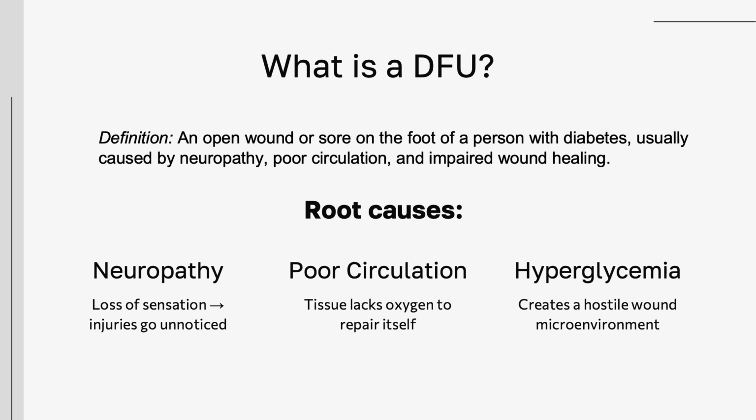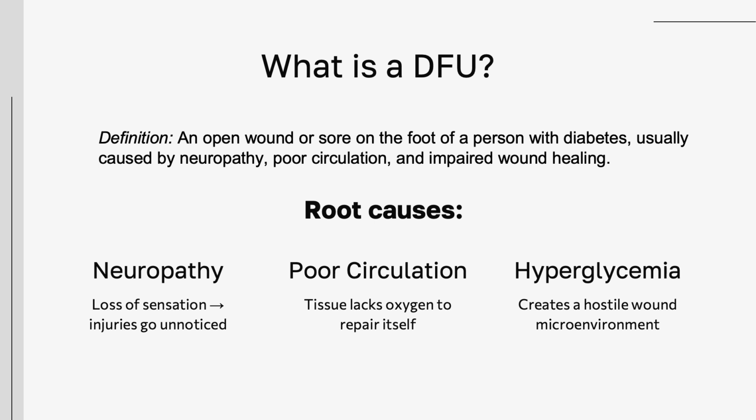So, what exactly is a diabetes foot ulcer? Simply put, it's an open-wound ulcer that develops on the foot of a person with diabetes. And it's not just bad luck, it's the result of three underlying problems that diabetes causes in the body. The first is neuropathy, or nerve damage. When nerves in the feet stop working properly, patients lose sensation. That means small injuries, a blister, a cut, a pressure sore, go completely unnoticed. The wound gets worse before anyone even realizes it's there.